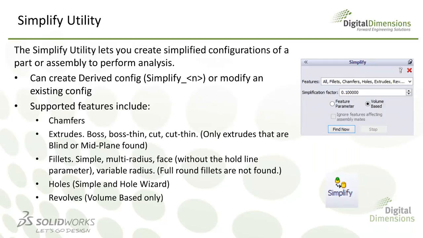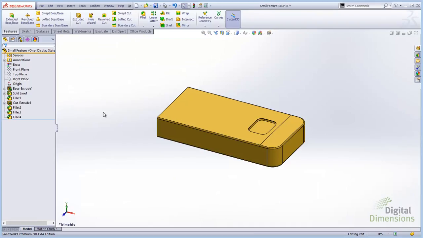Another great utility in SOLIDWORKS Utilities is the Simplify tool. This essentially analyzes your model for small or negligible features and allows you to suppress or create simplified versions of those models. So let's go ahead and take a look in SOLIDWORKS how this works.